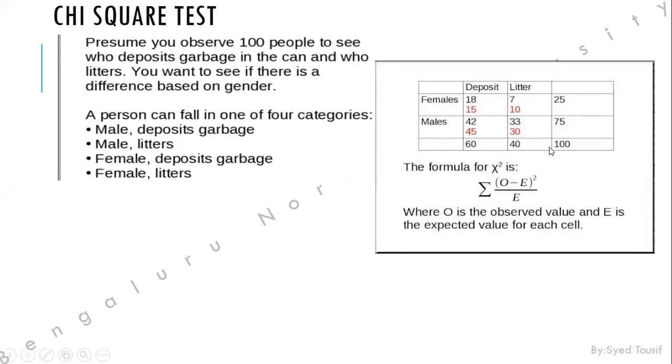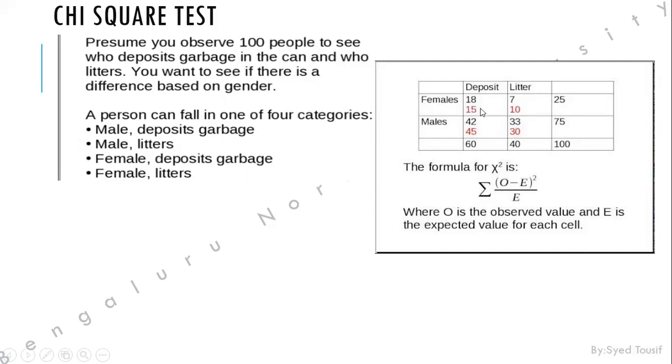Around 100 tests we have done. For females, we have observed a total of 25 female people. Of the 25, 18 are doing proper deposit and 7 are not doing it properly, means they are littering the garbage. In males we have observed 75, and 42 are properly depositing and 33 are littering. Then 18 plus 7 is the total count of this row, and 42 plus 33 is 75, the total count of this row.